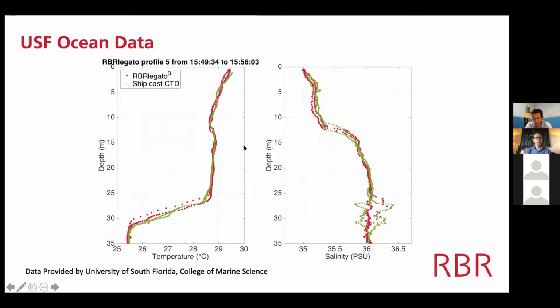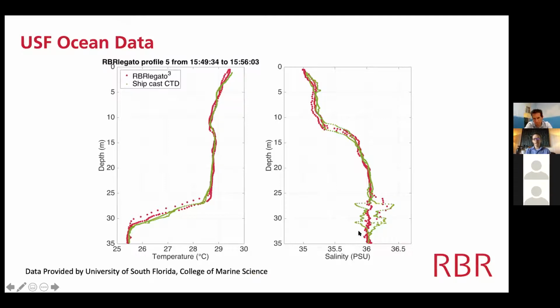Let's move on. So this is some data from the University of South Florida. This was done in the Gulf of Mexico. And this was the Legato being deployed, and at the same time, a CTD was cast. It was a Concerto CTD, I believe, from the ship. And it just shows how close these two were. We're just down to about 35 meters.